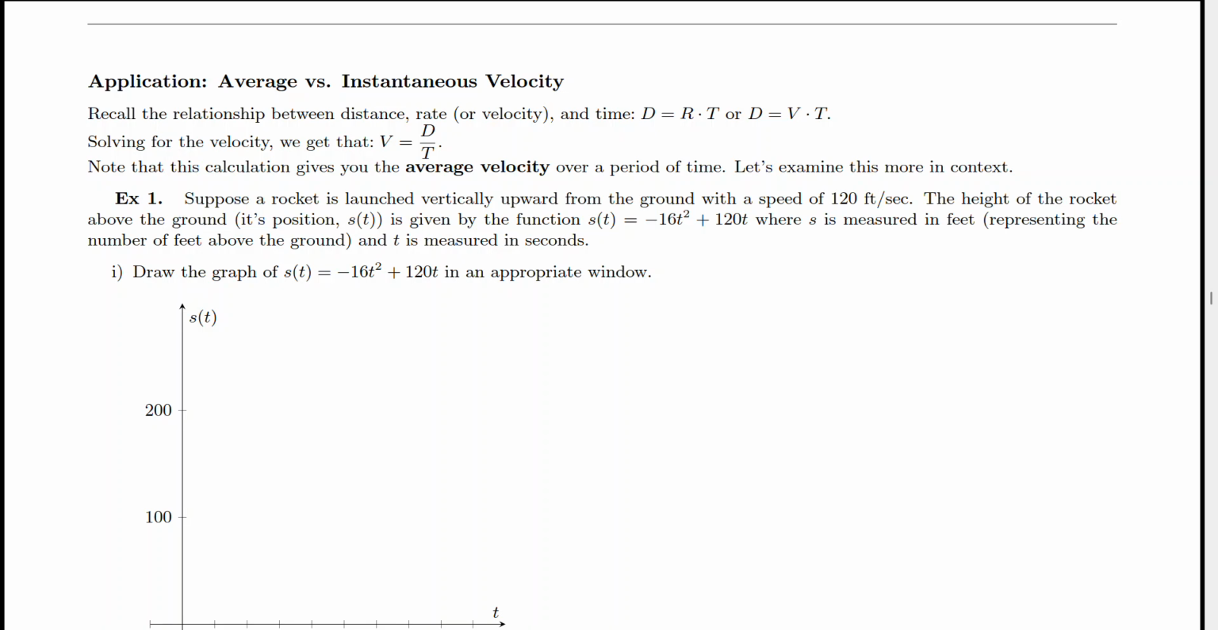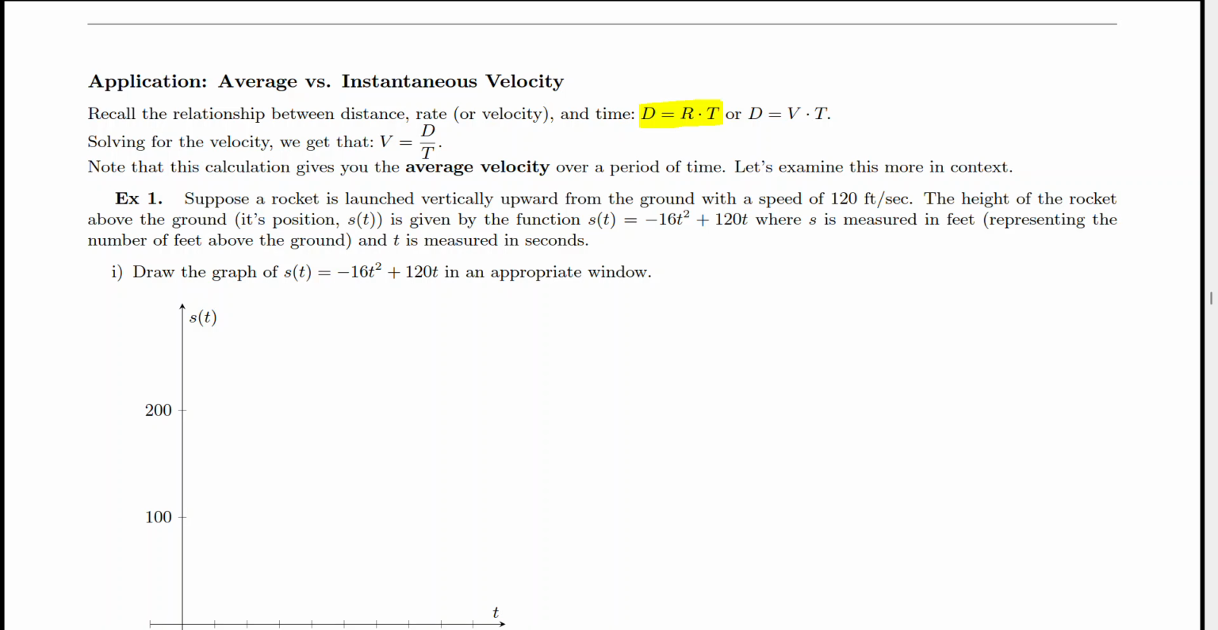Okay, so now let's talk about an application of this limiting process, and this application involves the average versus the instantaneous velocity. So you may have heard in a previous course in an algebra class that the distance is equal to the rate times the time, or that the distance is equal to the velocity times the time. Either one is acceptable. This one is the more common one. Distance is equal to rate times time.